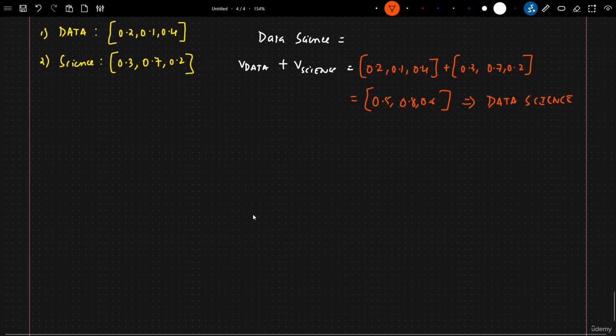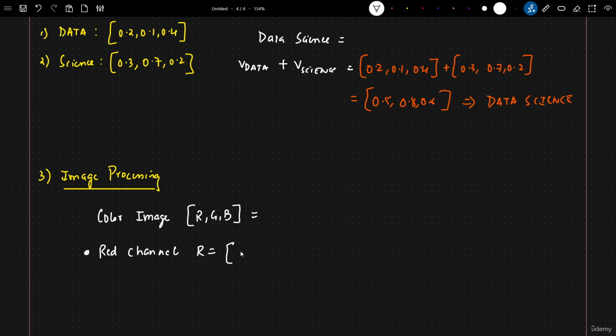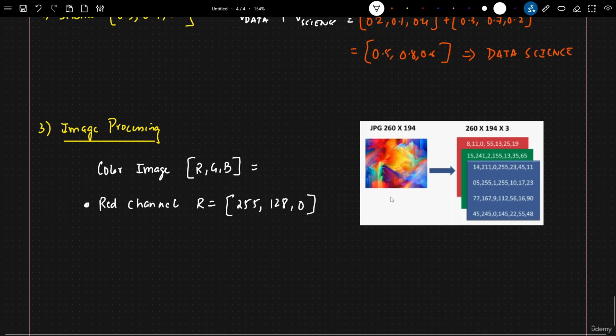One more very good application that we usually use is image processing. Let's say I have a task involving colored images. Any colored image is usually given in RGB format. R is a different channel. Let's consider my red channel represented by this vector, because at the end of the day, everything is pixels. Let's say 250, 255, 128 and 0. Here you can see I have this RGB image.